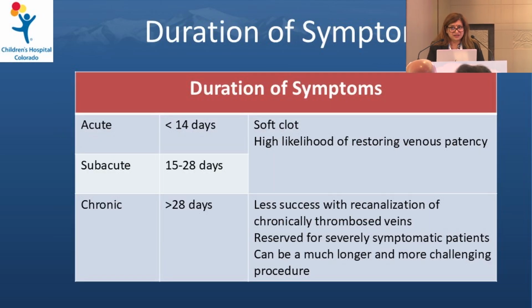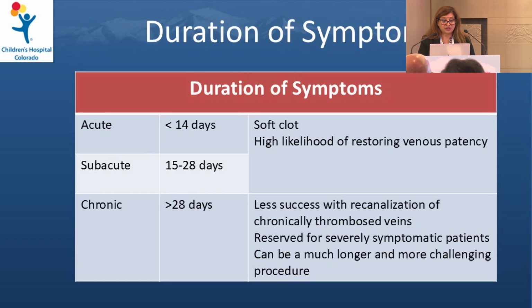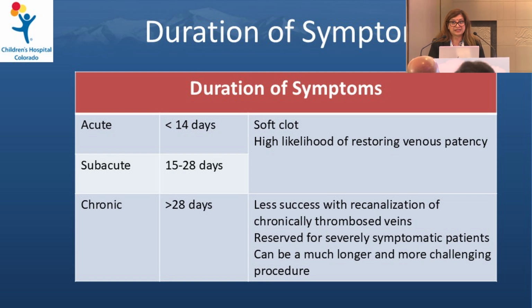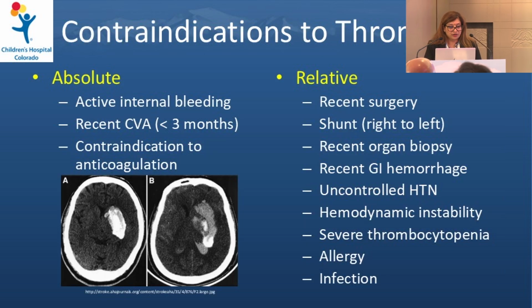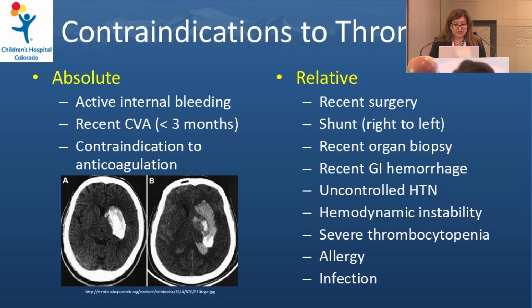So duration of symptoms. You actually do want to try to treat as soon as possible. So acute clot, less than 14 days, and subacute clot with 15 to 28 days, that's probably your best window of treatment because it's soft clot and it's easier to get through. When you start looking at chronic clot, it's less of a thrombus removal situation. Sometimes that vein just dies, and now you're looking at an endovascular recanalization. So it can be a much more challenging procedure.